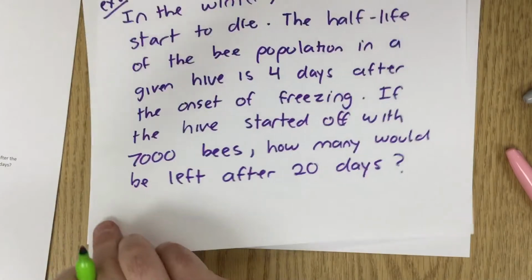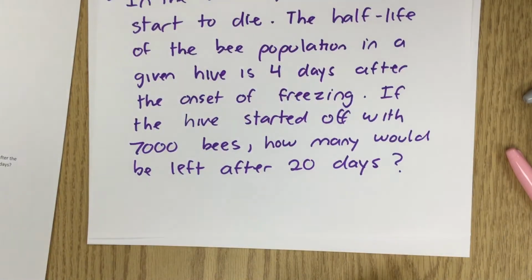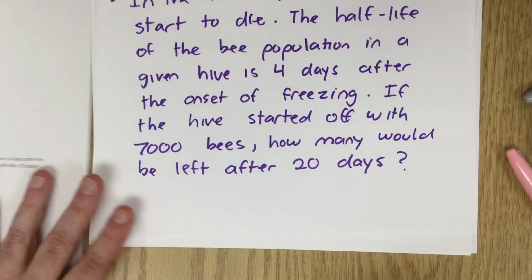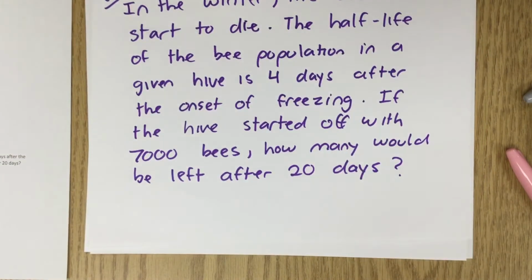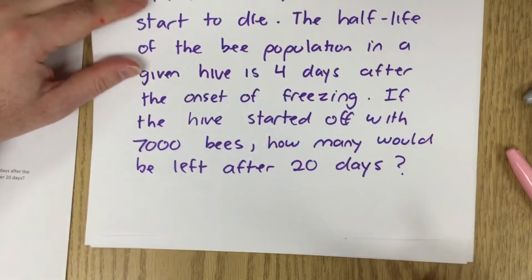Okay. In the winter, the bees start to die because we only care about the queen. The half-life of the bee population in a given hive is 4 days after the onset of freezing. So what that means is every 4 days, half the population dies. If the hive started off with 7,000 bees, how many would be left after 20 days?